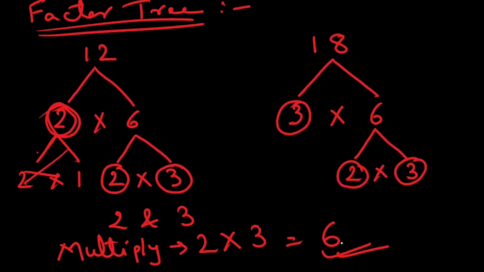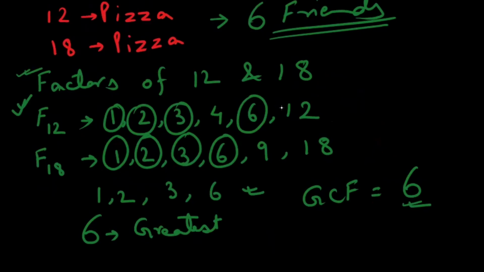So you can use any method. Whichever one is easy for you, you can use. You can use the factor tree method: just break it down into smaller numbers, see which numbers are common between both, and multiply them. Or simply you can list the factors of 12 and the factors of 18, and then find which greatest number is common in both lists. That will be our GCF. I hope you are getting it. Let's solve more questions related to GCF, the greatest common factor.